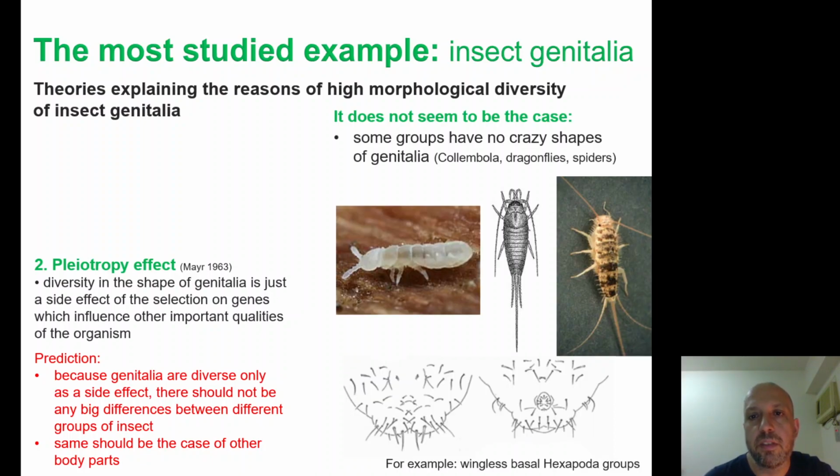Actually, it's not really the case, because we have some groups in which this general idea which I told you, that the genitalia are very diverse in shape, is actually not working. For example, in this wingless insect, an ancestor of insects, Collembola and so on, you can see here on the bottom the male and female of this animal, the springtail. And you can see nothing. There's a little bit of difference, but there's no crazy structure, right?